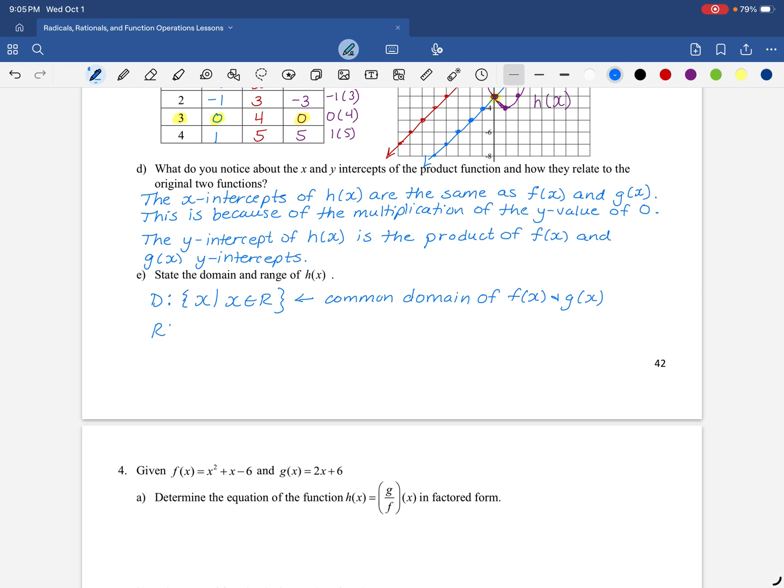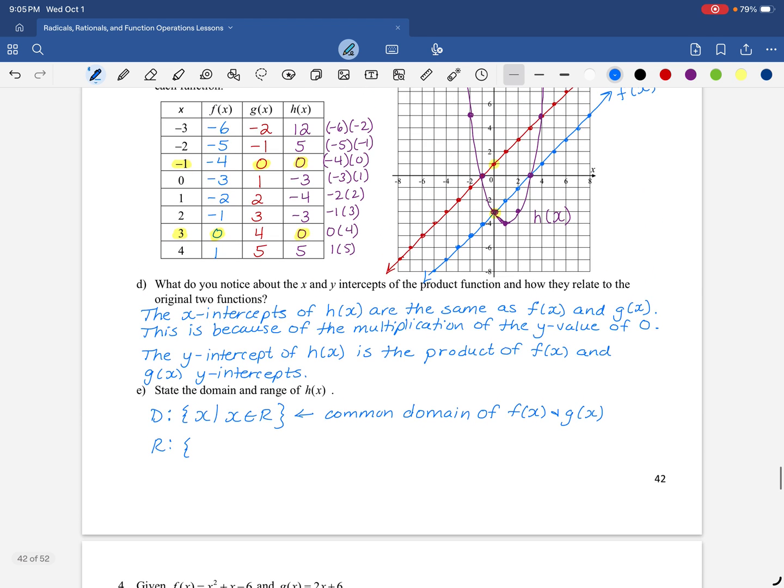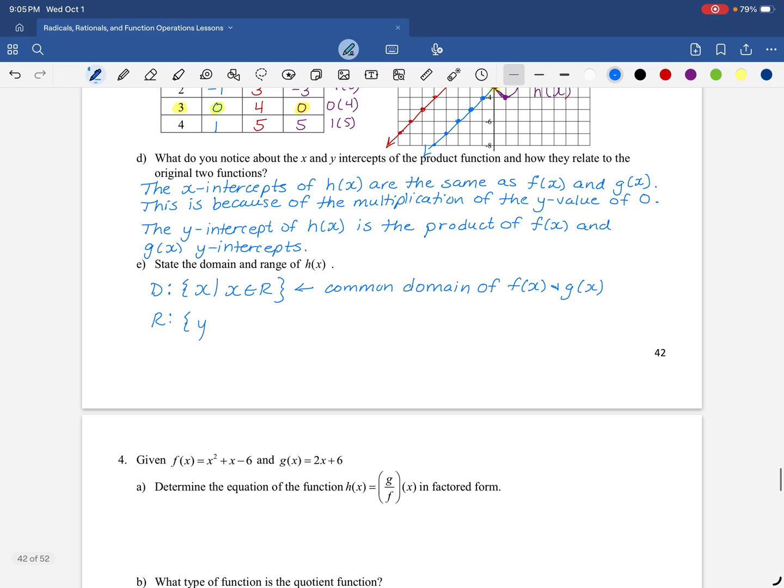Okay, and then the range, remember the range does come from the graph. And I do notice here that my lowest y value on this function h is at -4. So we'll say y such that y is greater than or equal to -4, y is an element of the reals. Okay, and then I will just indicate this comes from the graph. Perfect. Okay, so that's it for the product example.